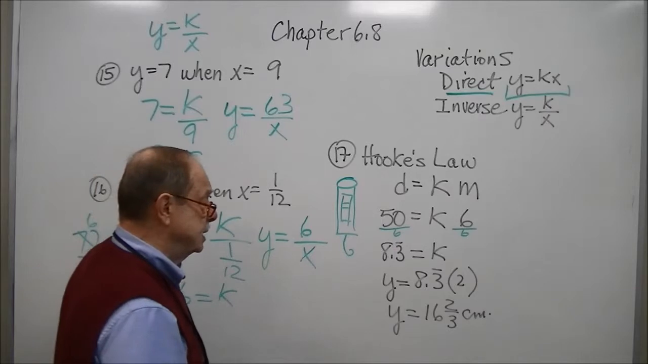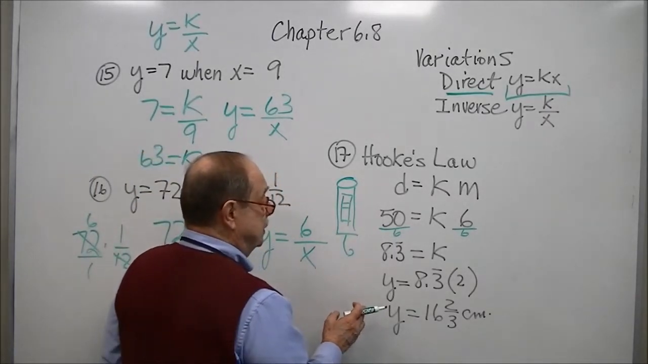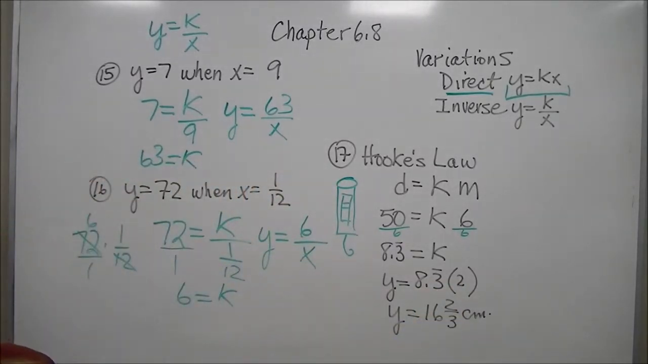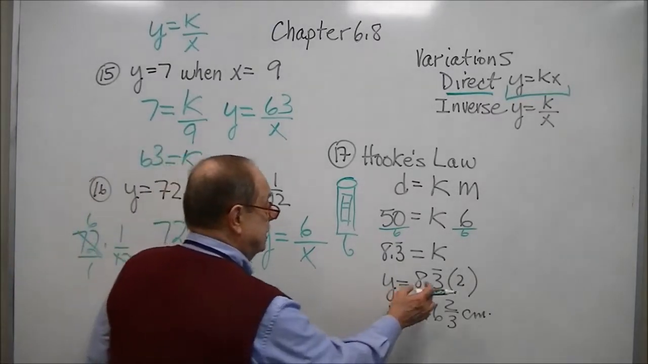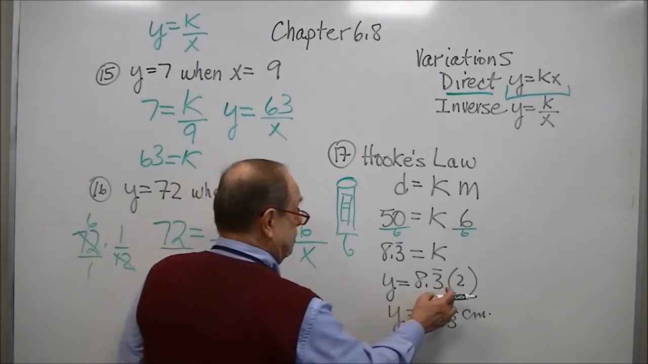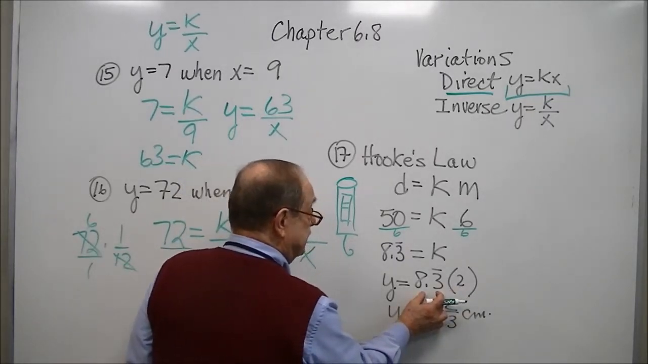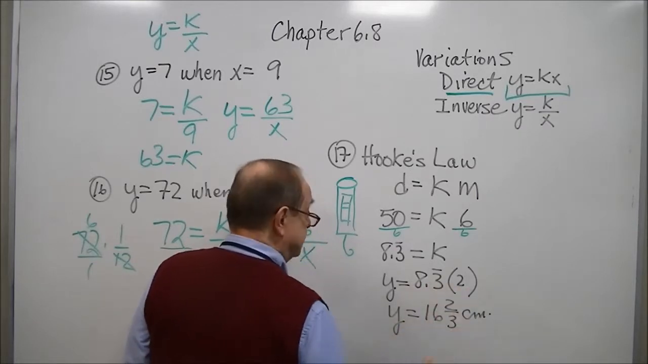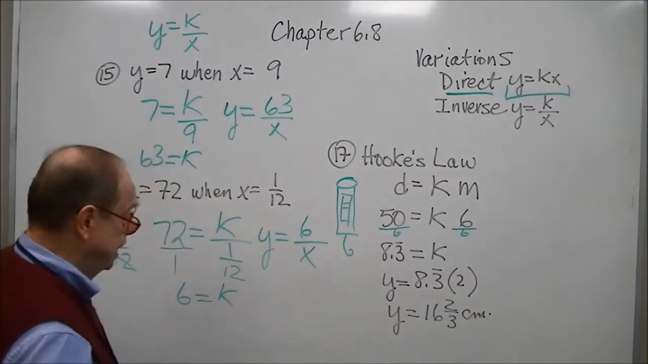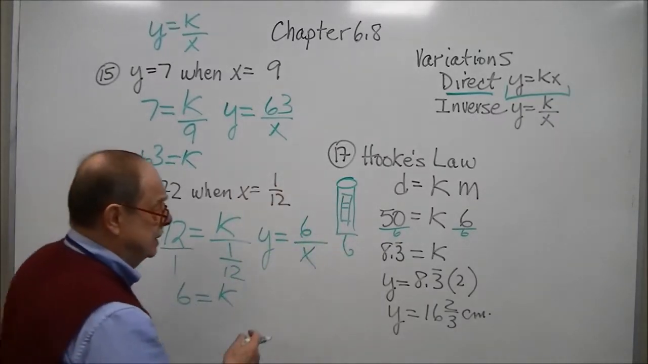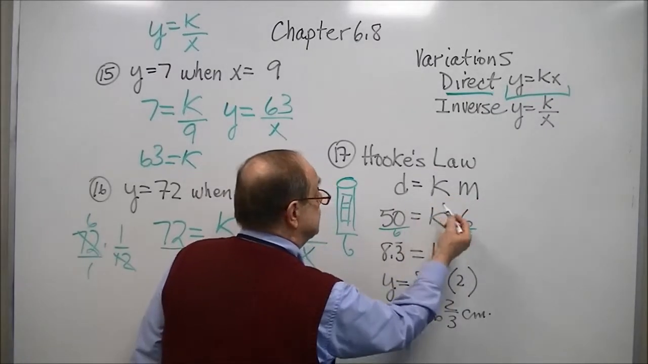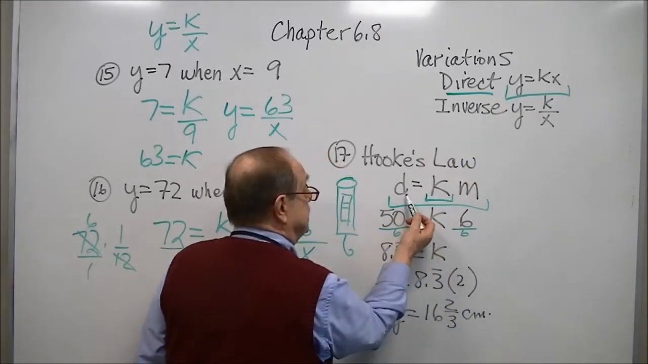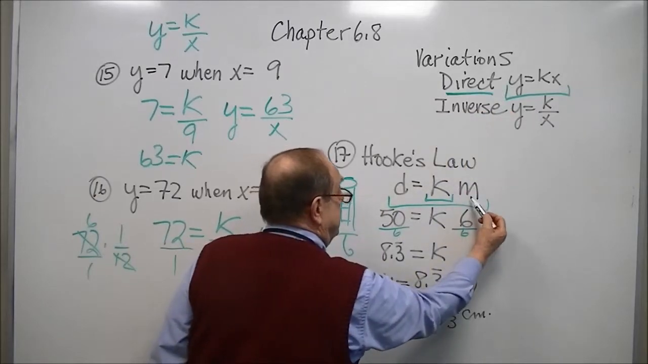And then the second part of the question is, how far would it move if you put a 2 kilogram weight on there? So you would multiply 2 times your constant of variation, and that gives you 16 2/3 or 16.6 centimeters. So little word problem. Again, it told you that it was a direct variation. So there is the general formula for direct variation, but here they're using D for Y and M for X.